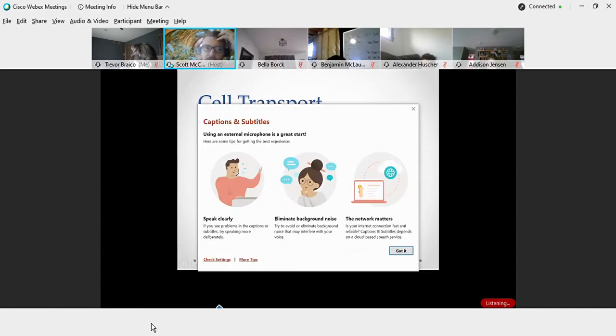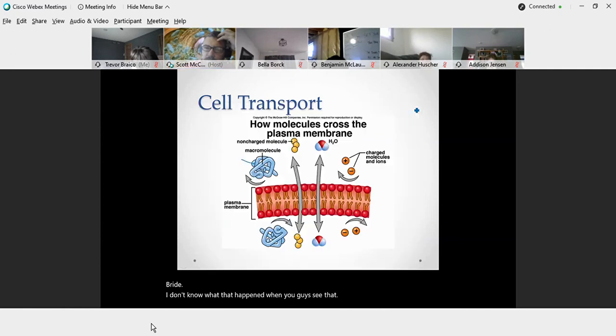Chloride, I don't know what that happened. You guys see that? I don't know what that meant. Chloride is negatively charged, so it cannot get through the membrane.